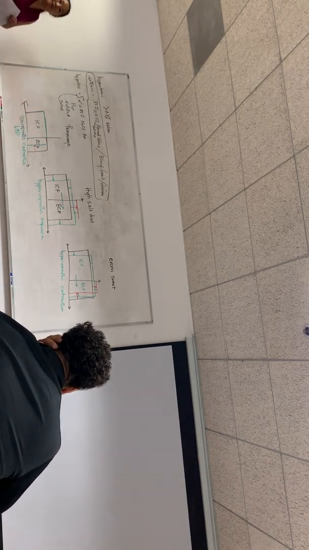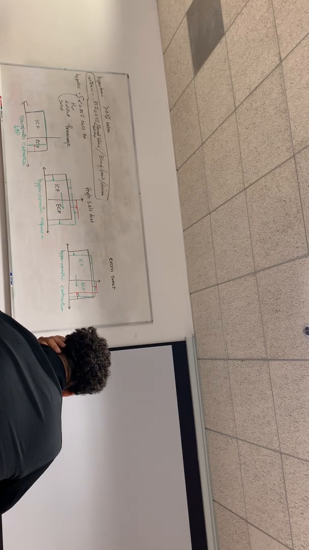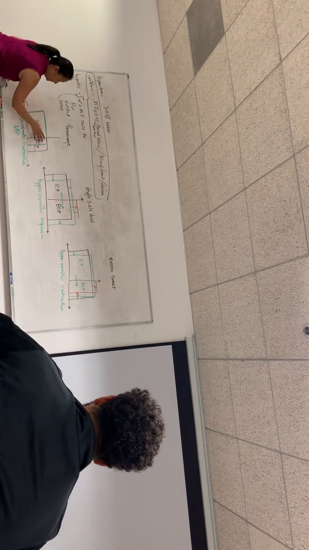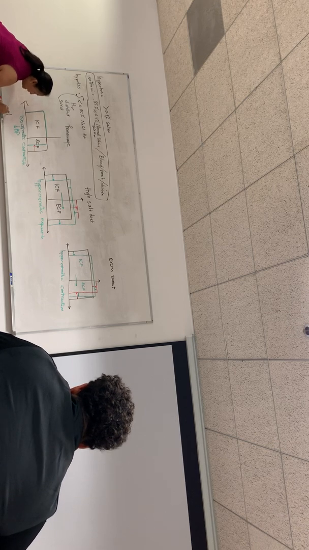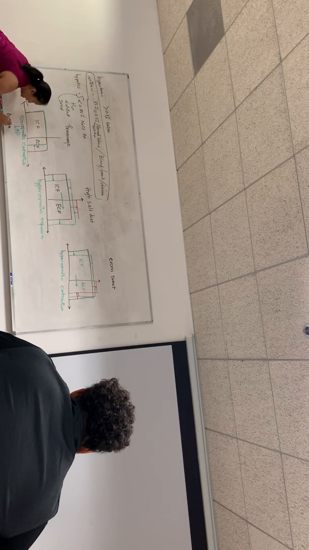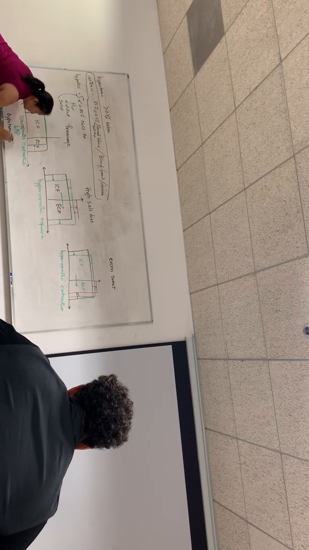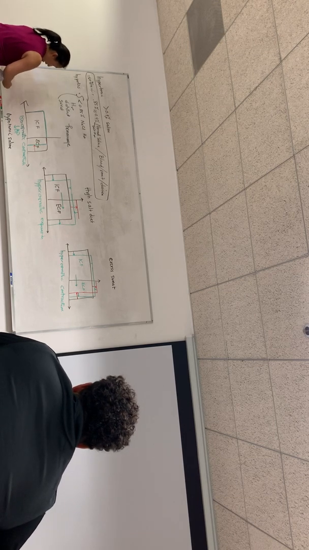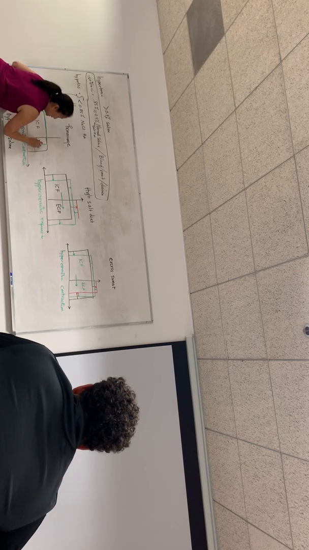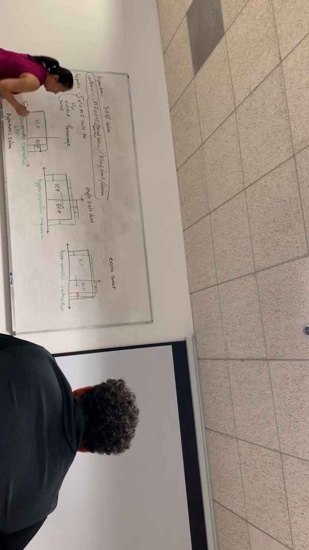But if you gave them hypotonic saline, what might happen? Let's start from here. You're here, and let's say we gave the person hypotonic saline. The volume's gonna go up, so volume goes this way. And then the osmolarity goes down.